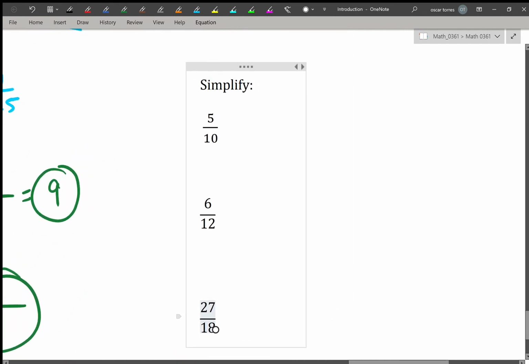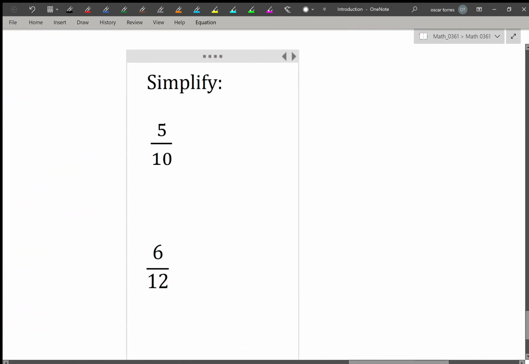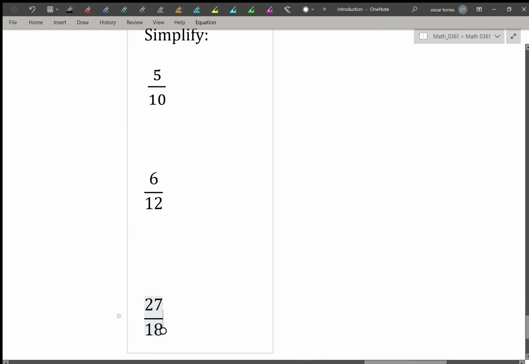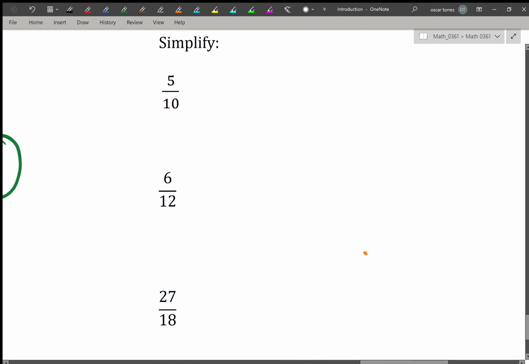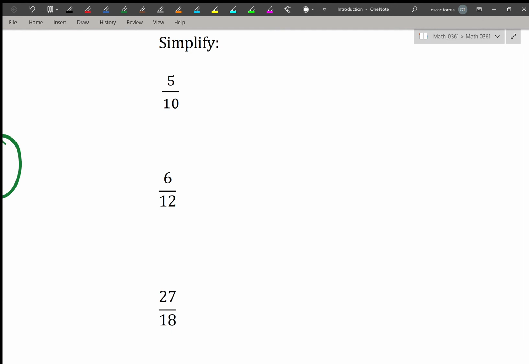Right, so these are just practice problems for simplifying fractions. If you're not 100% comfortable simplifying fractions, I would recommend you do these 3 problems, and I'll explain them step by step in about 5 seconds. So feel free to stop the video at any point.